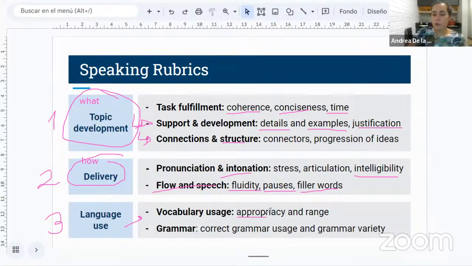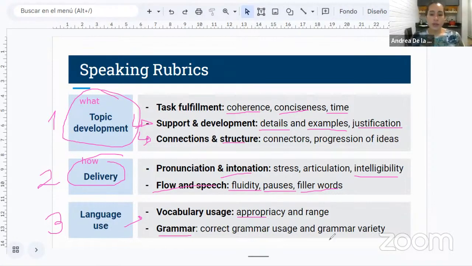Are they appropriate to the response? Are they academic enough? Are they appropriate to the context of your response, to the topic that you're talking about? So that is basically vocabulary. And grammar obviously plays an important role too. Are you making too many grammar mistakes, or are you making the same grammar mistake over and over again? Are you always struggling with the same grammar point?